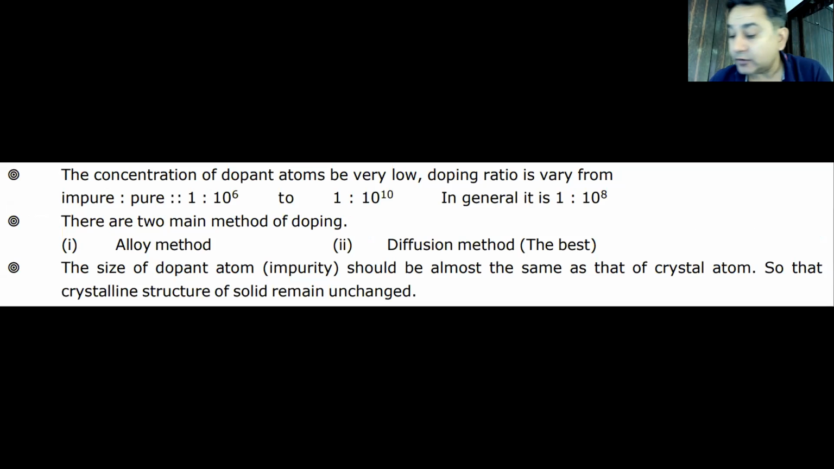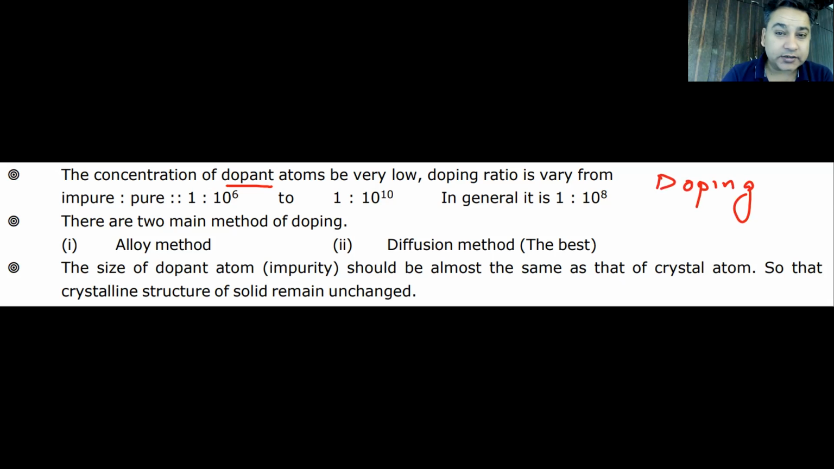When I put this impurity inside this silicon or germanium, that process is known as doping. You might have heard this word doping. When someone takes an illegal drug in sports, we call it doping. Here, doping is different. Here, doping is taking an impurity inside a pure sample. Do we understand this term doping? Yes, sir.